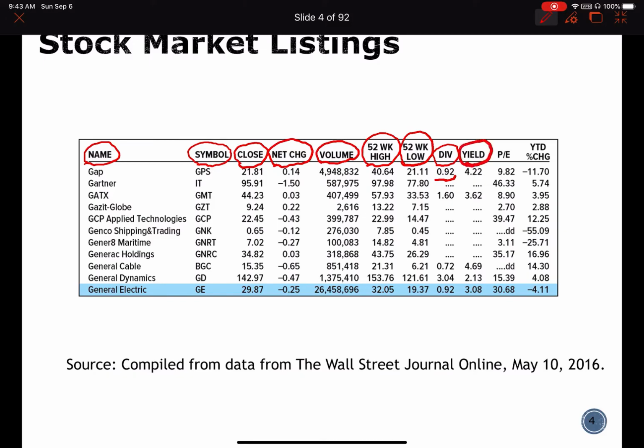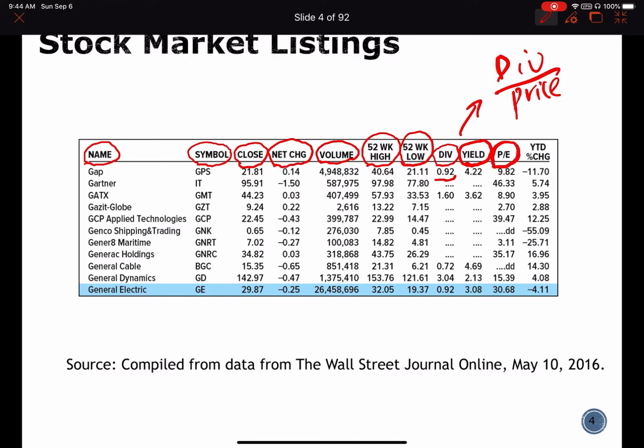Yield. Now, yield is basically a dividend yield. So what is dividend yield? Well, dividend yield is really dividend divided by stock price, right? You can try this formula here. You can see that if you divide 0.92 by the close price of 21.81, you will get 4.22.